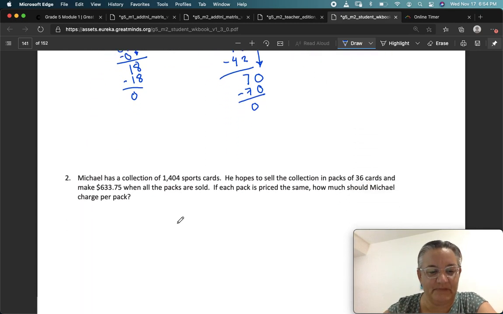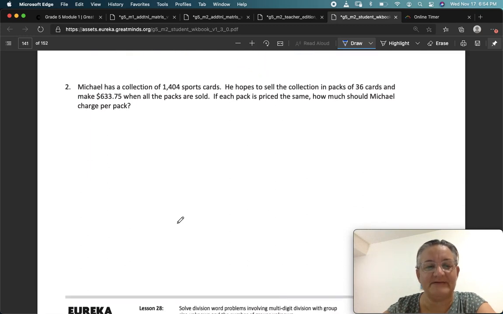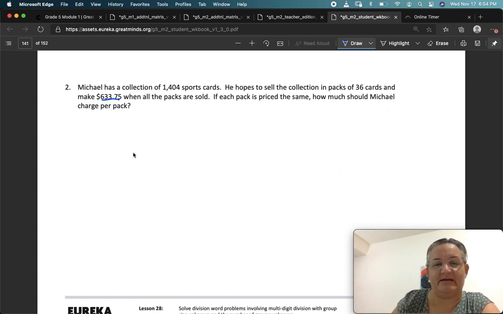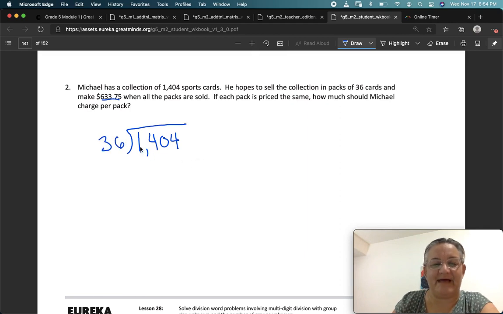Number 2. Michael has a collection of 1,404 sports cards. He hopes to sell the collection in packs of 36 cards and make $633.75 when all the packs are sold. If each pack is priced the same, how much should Michael charge per pack? So let's see. First of all, we need to see 1,404 cards. And he wants to sell them into packs of 36. So then we need to figure out how many packs we have, okay?